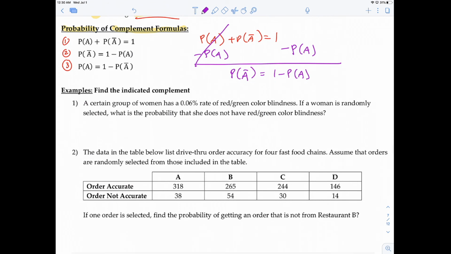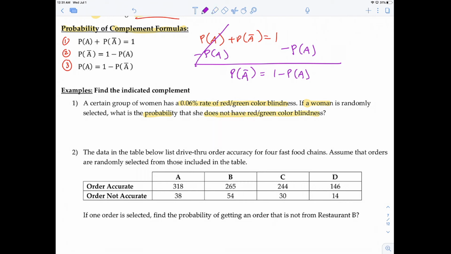So let's take a look at a couple of problems real fast. We have the first one. It says find the indicated complement. A certain group of women has a 0.06% rate of red-green color blindness. If a woman, so one woman, is randomly selected, what is the probability that she does not have red-green color blindness?